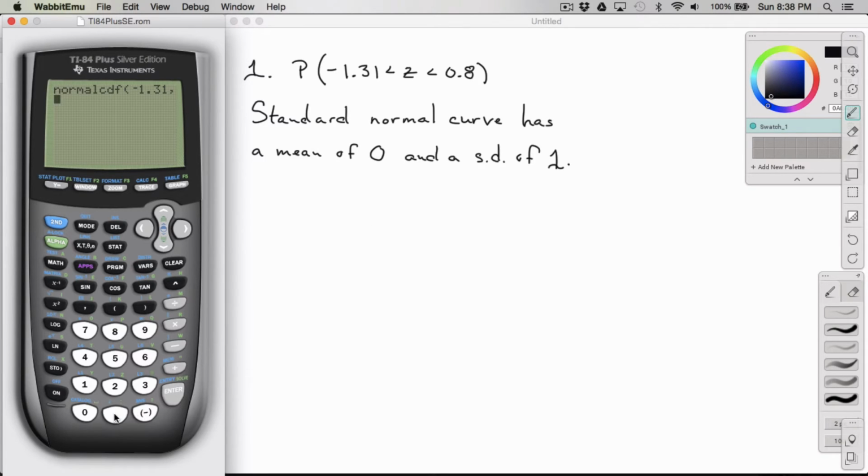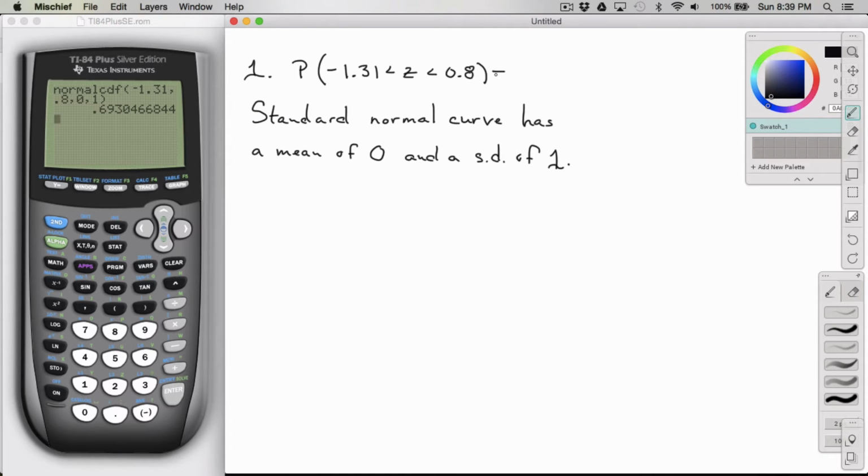I'm just going to type that simply as 0.8, comma. Then you type in the mean. In this case, our mean is 0, comma, followed by the standard deviation, which is 1. Close all that with a parenthesis and press enter. We have an answer of 0.6930. For the sake of consistency with our text, we're going to stop that at 4 decimal places. So I would write that the probability is equal to 0.6930.